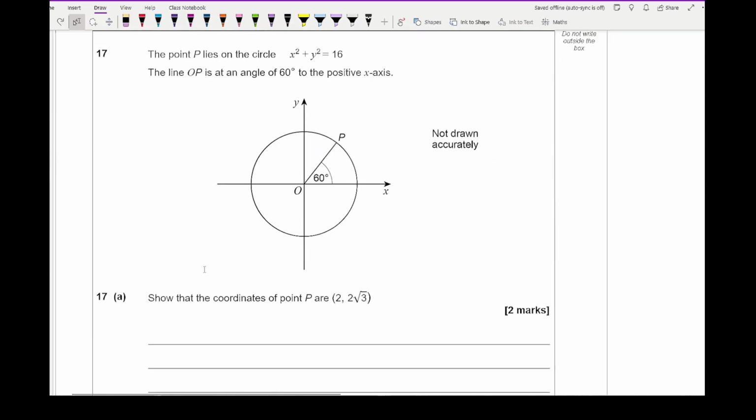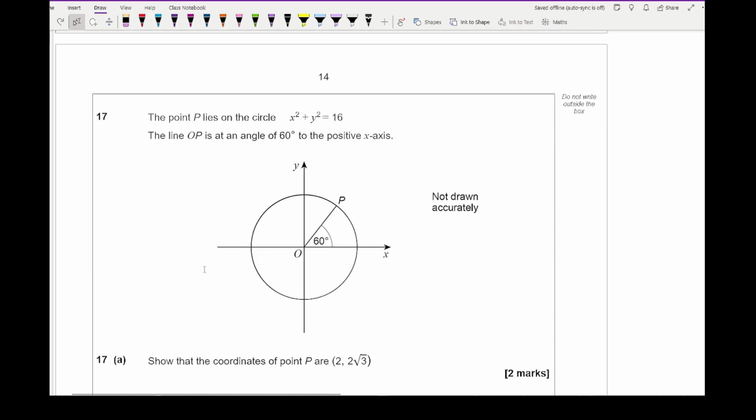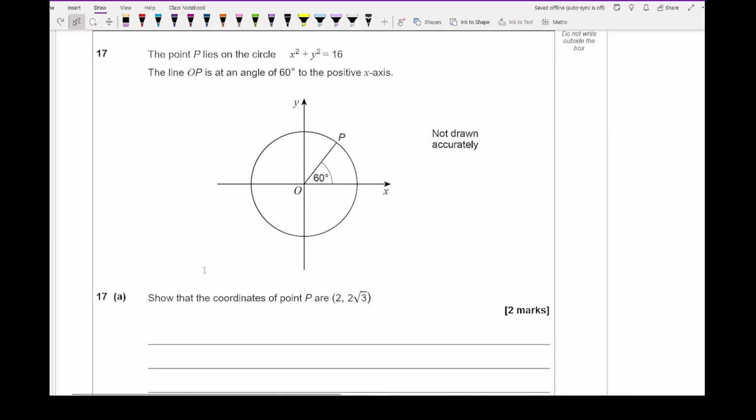Then moving on to question 17, it says the point P lies on the circle x squared plus y squared equals 16. The line OP has an angle of 60 degrees to the positive x-axis. Show that the coordinates of P are 2, 2 root 3. Now for this question, we know that the radius is going to be 4. So looking at this triangle, this length here is 4. Now looking at the coordinates of this, we've got 60, and this is what we're wanting to know, so what this distance here is.